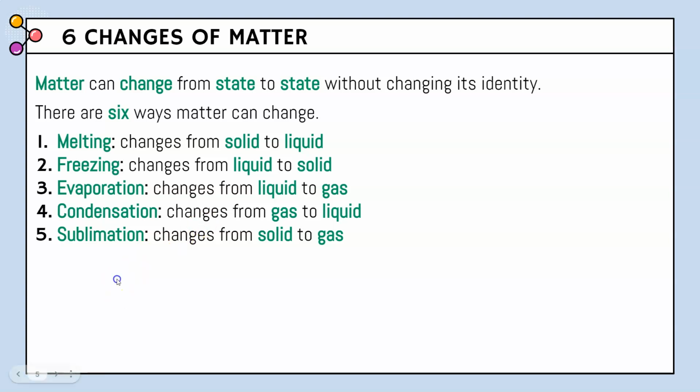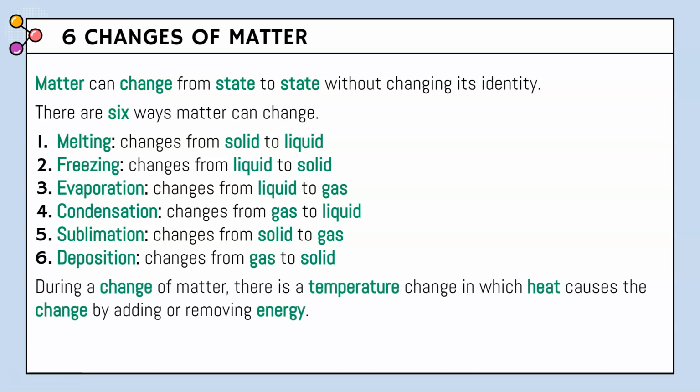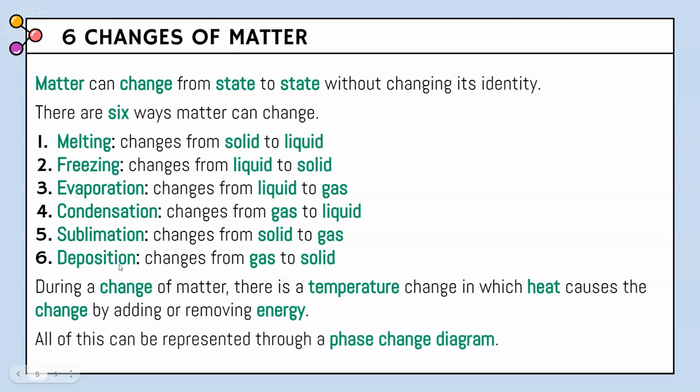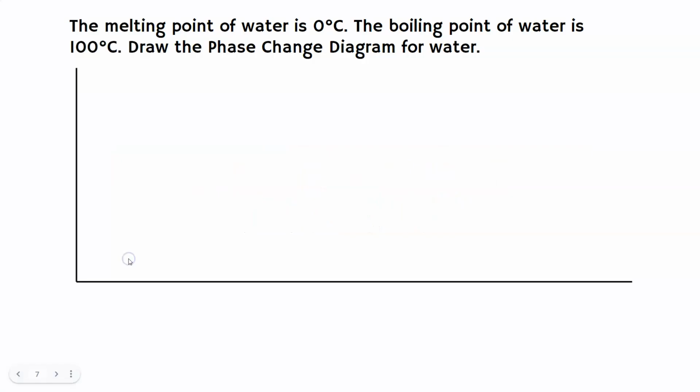And the opposite of sublimation is deposition, and that changes from a gas to a solid. Now, during a change of matter, there is a temperature change in which heat causes the change by adding or removing energy. And all of this can be represented with a phase change diagram. So let's look at what phase change diagrams look like. The melting point of water is 0 degrees Celsius. The boiling point of water is 100 degrees Celsius. So we're going to draw the phase change diagram for water.